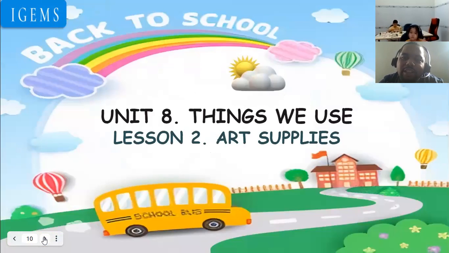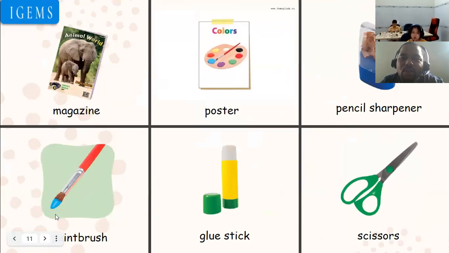So now let's learn some art supplies. Are you able to read those? So let's see here some art supplies. Here we can see magazine. Magazine. Can you please repeat it one more time? It's going to be magazine. Okay. Here, what is that? Can you read it?